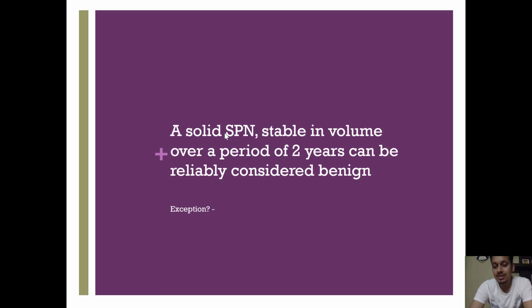A solid solitary pulmonary nodule which is stable in volume over a 2-year period can be reliably considered benign. The exception, if you had noticed in the previous table, is adenocarcinoma, which can be very, very slow growing. So some benign lesions which we might neglect based on this principle might turn out to be adenocarcinoma. So that is a word of caution.